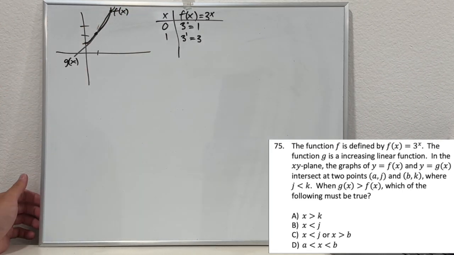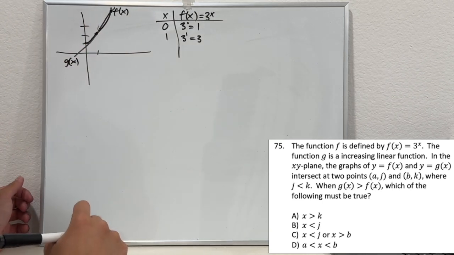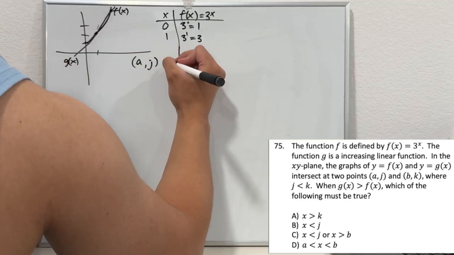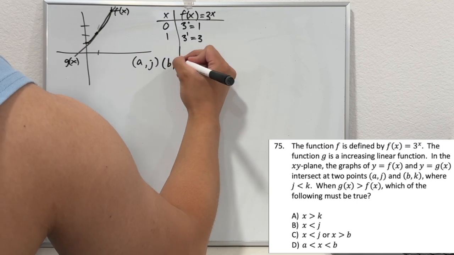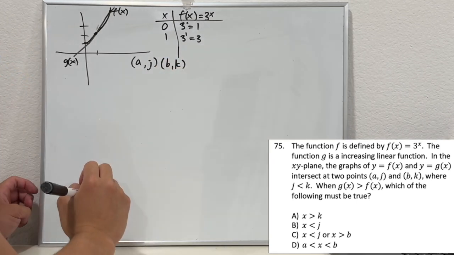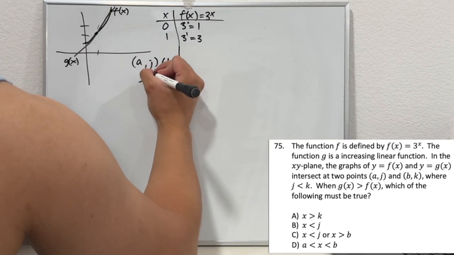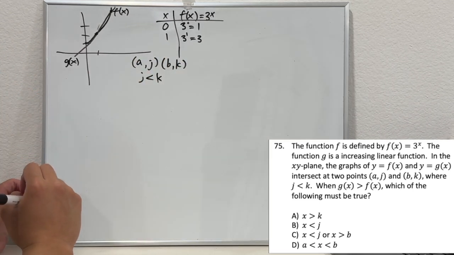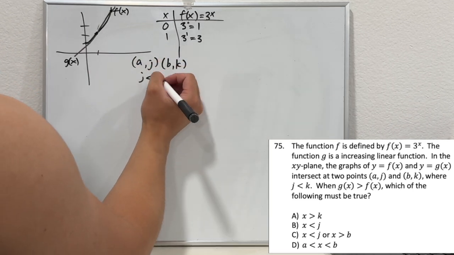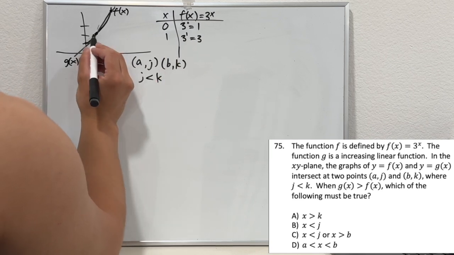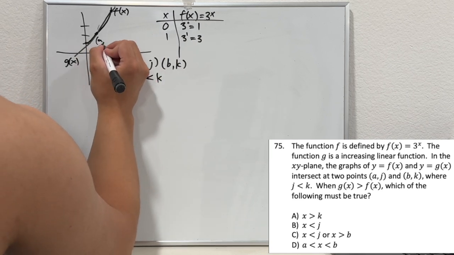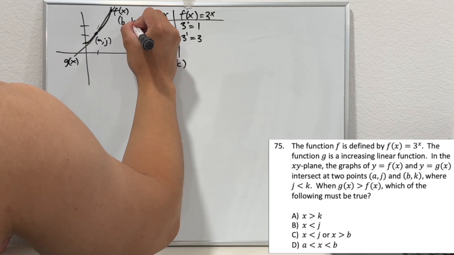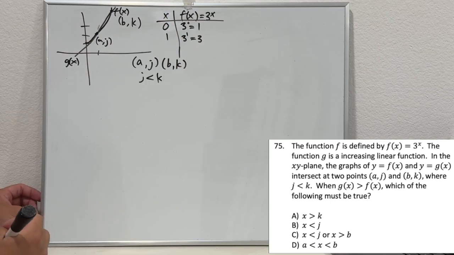And we also know that these 2 points are a comma j and b comma k. So it intersects at 2 points, a comma j and b comma k. Now it also tells us that j is less than k. So we know that if the y value is less for this, then this point must be a comma j, and this must be b comma k.